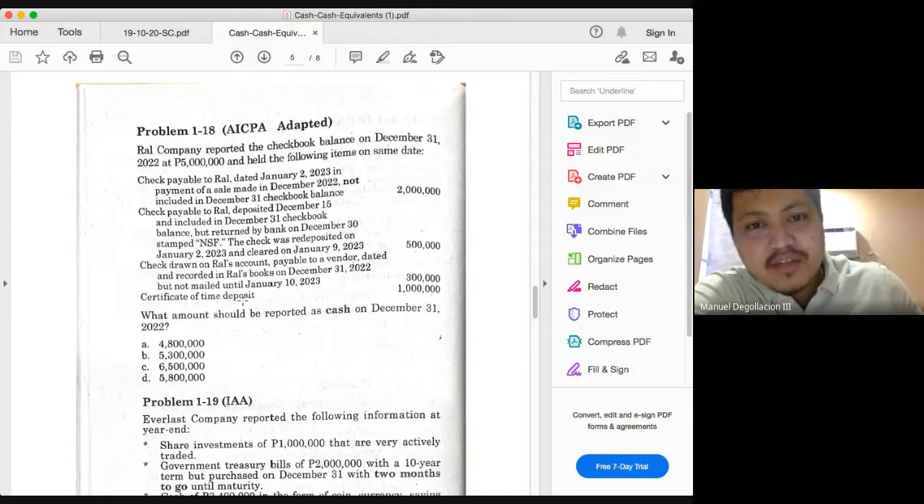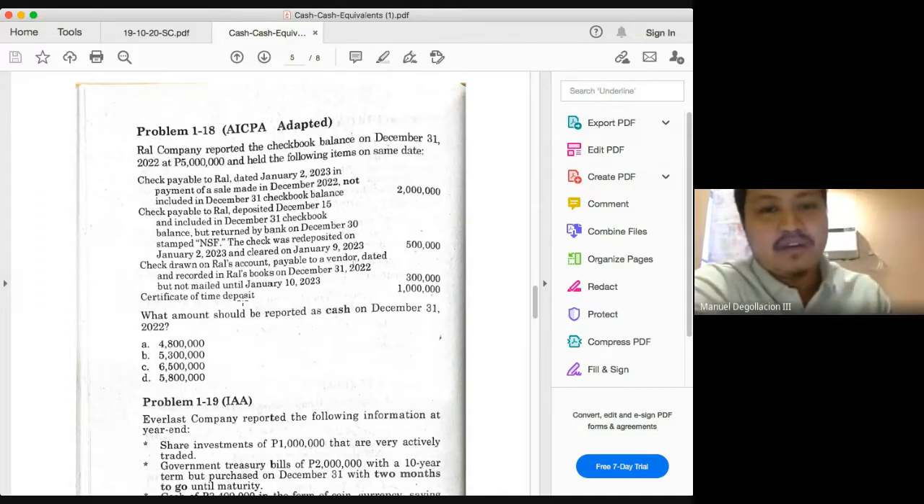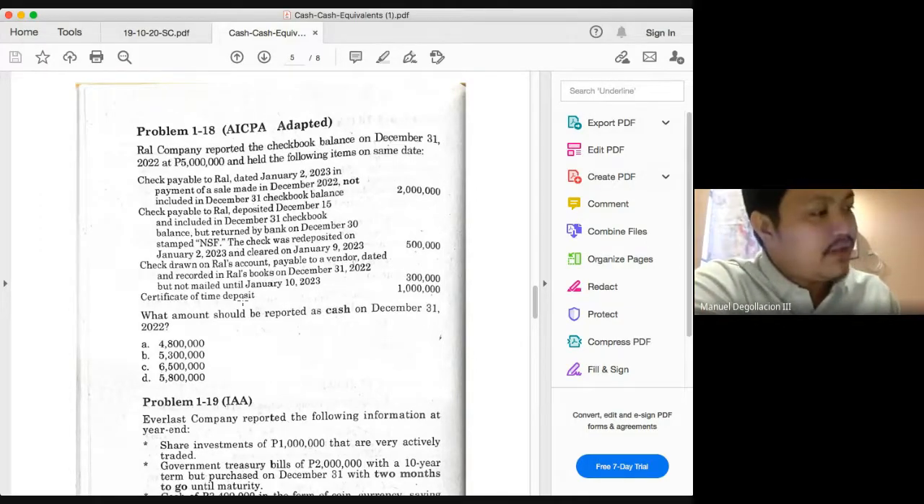So should this be included? No. Was it included? Yes. So that means it was incorrectly included. So what should we do? Deduct the 500,000 from the 5 million.